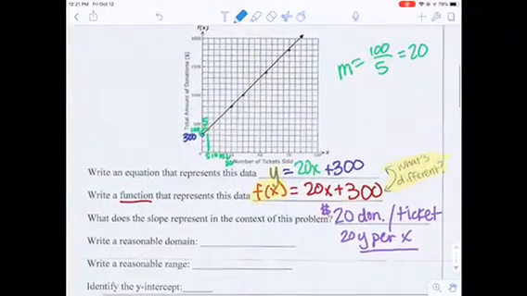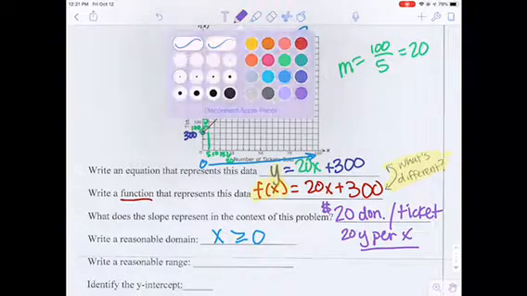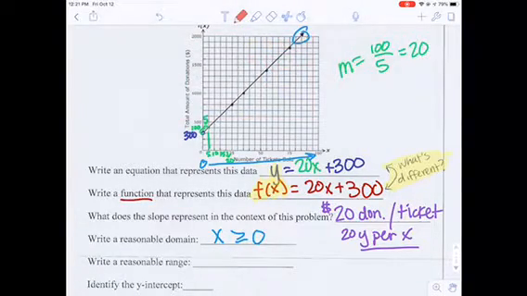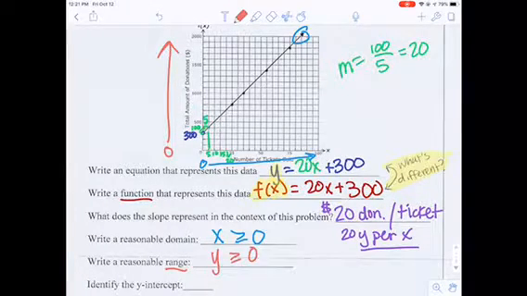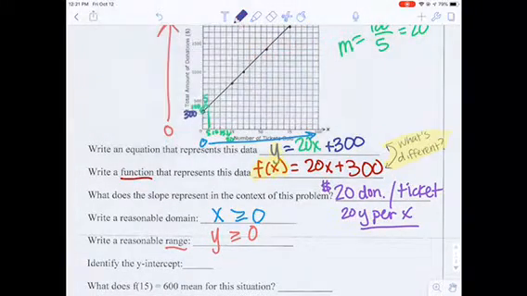A reasonable domain: my x's start down here at 0 and push to the right, and they're just getting bigger and bigger, and we have this arrow meaning we don't know where they stop. My range, my y's, are also starting at 0 and moving up. We don't know where they stop, so y's could be anything greater than 0. The y-intercept has already been identified at 300, so 0, 300.